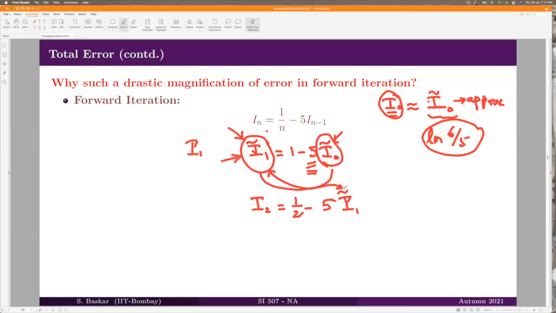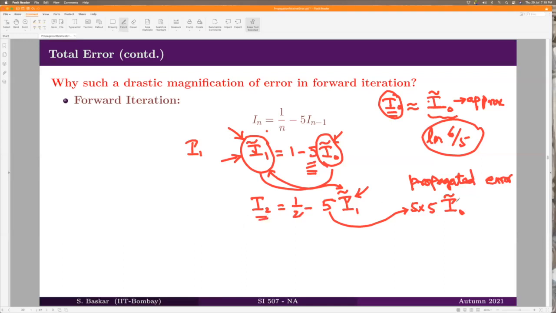Now you see there are two levels of error involved in this. One is the error coming from I0. If you recall from our previous discussion, that is the propagated error. It first came to I1, and from I1 it is carried over into the calculation of I2. So that error was initially multiplied by 5, and in this step it is multiplied by one more 5.